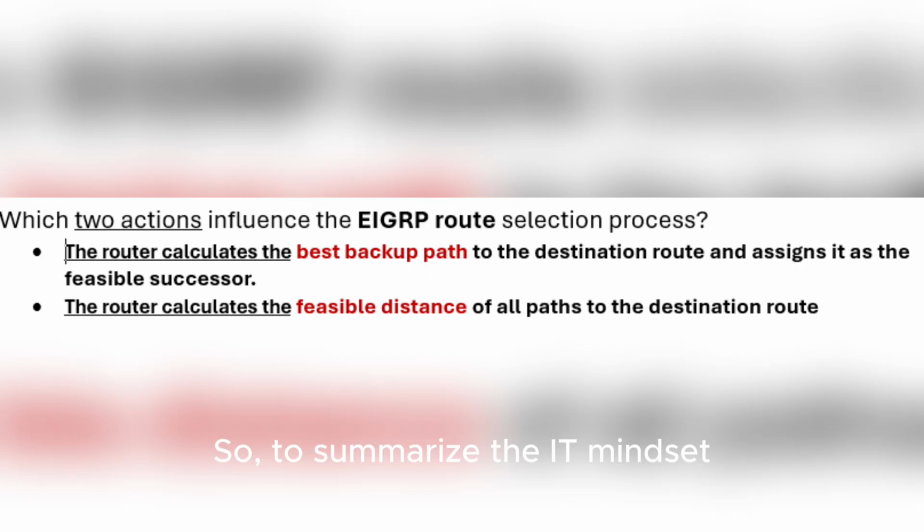So, to summarize the IT mindset, Tier 1 verifies, Tier 2 diagnoses, and Tier 3 decides and executes. When software is ruled out, the hardware speaks.